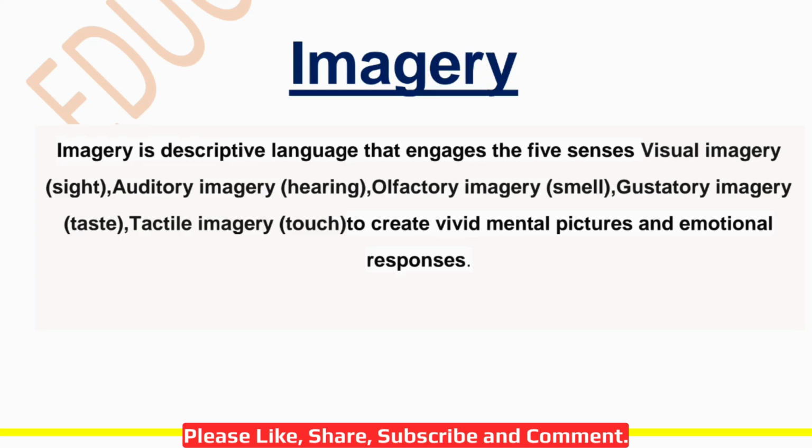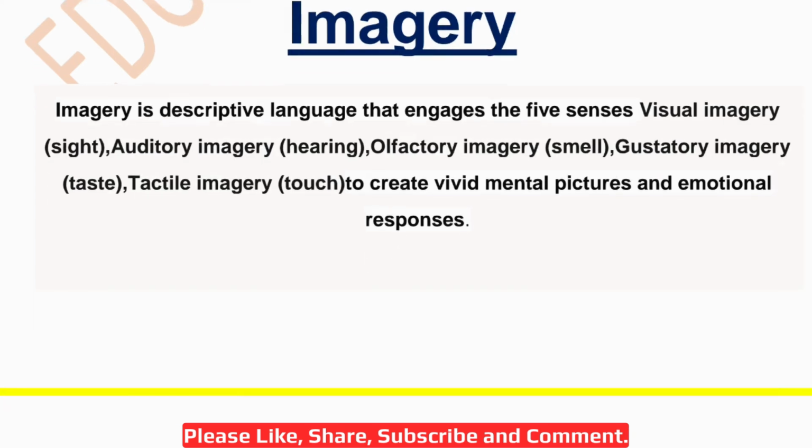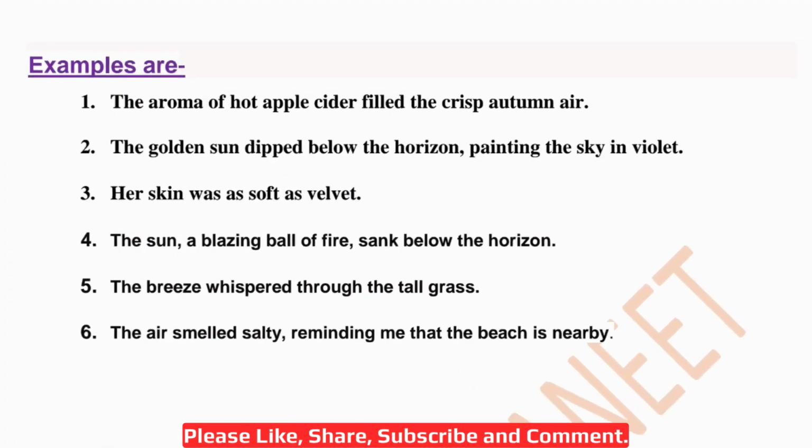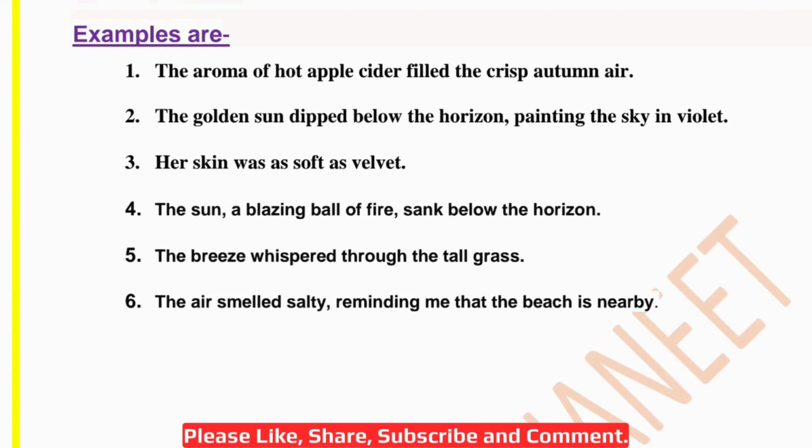Now why is this used? This is used to create vivid mental pictures and emotional responses. When I speak a sentence, a picture will be created in your mind. So that is imagery. You will start imagining that sentence, which uses sight, sound, smell, taste, and touch. Now see the examples, and then it will be more clear to you.